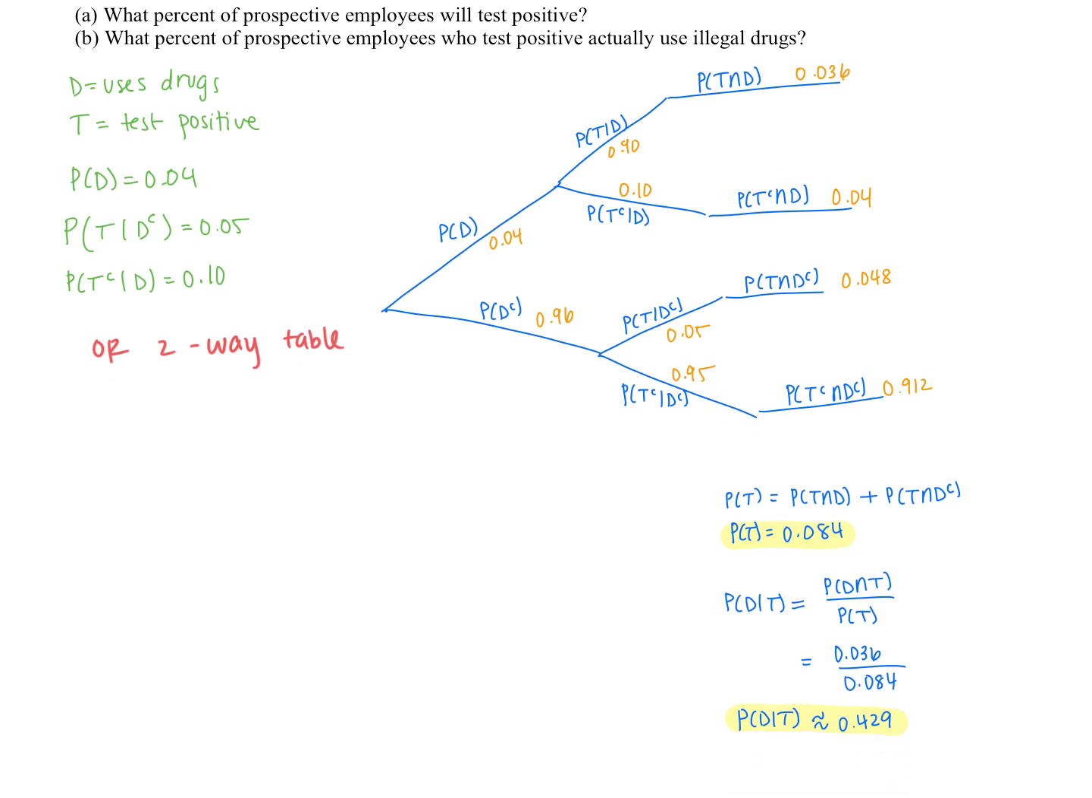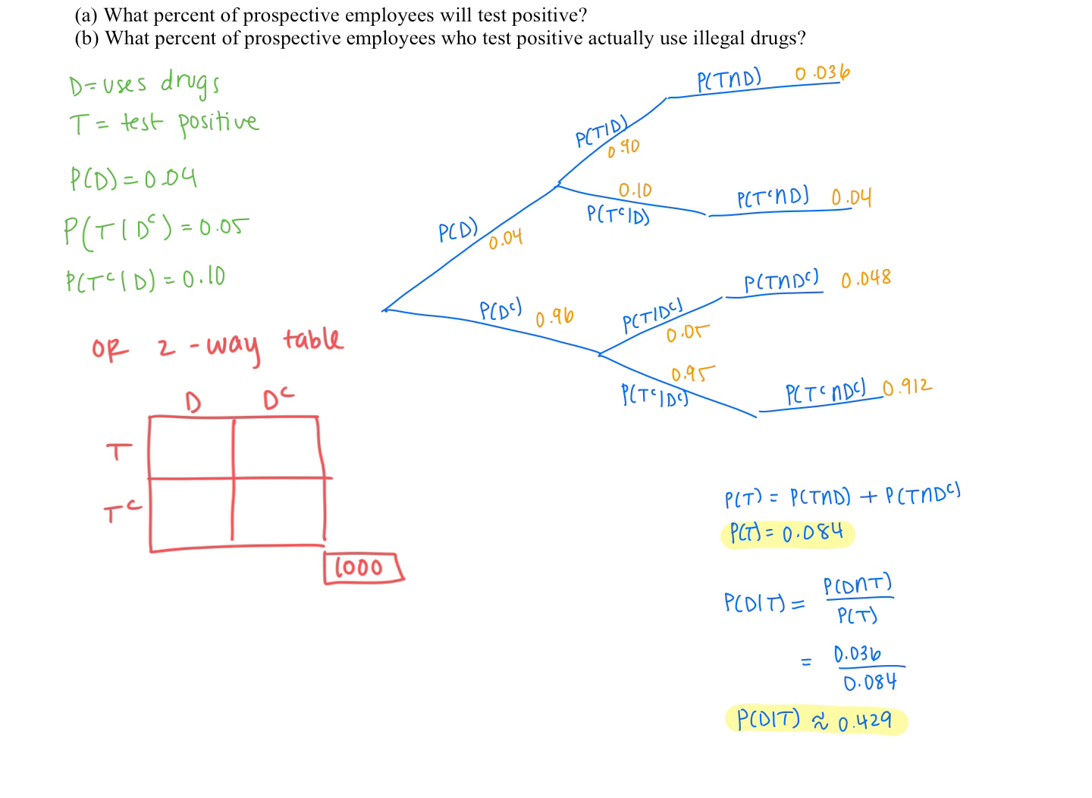Okay, here's the deal with a two-way table. Of course, you're making your two ways. We have two events in this case. The person is a drug user or is not a drug user. Test positive or does not test positive. Now, you can do this using probabilities. You can use this table to use people. So what I'm going to do is I'm just going to suppose that I have 1,000 people. And then I'm going to use the probabilities that I have above.